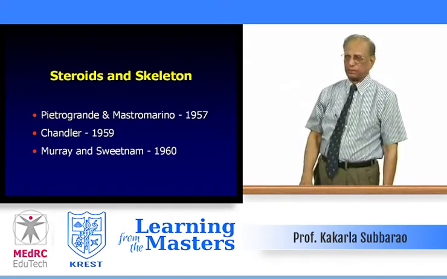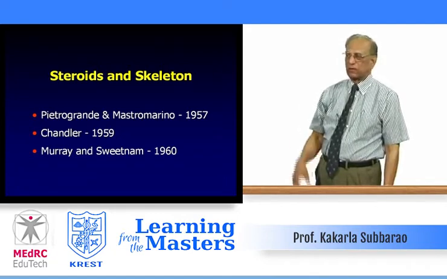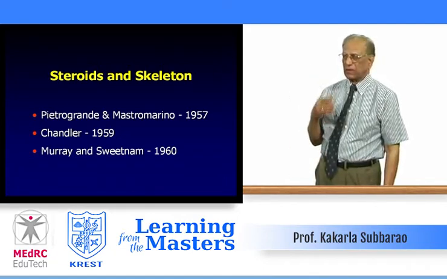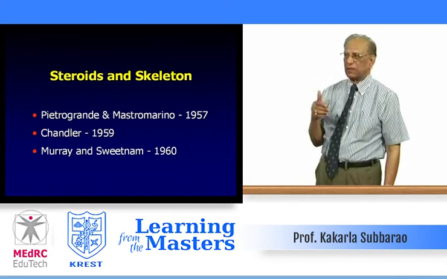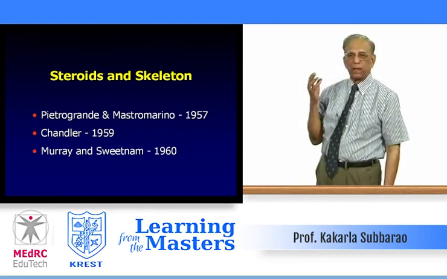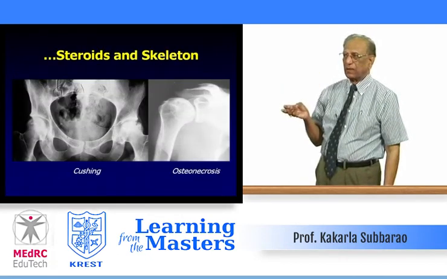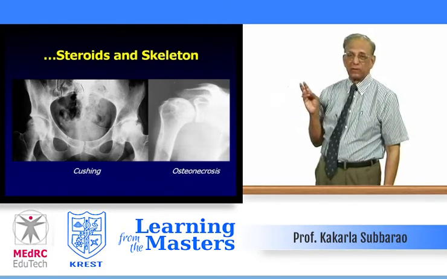Then Cushing's. Steroids and the skeleton, first described in 1957, then elaborated in 1959 and 1960. What are the changes? Osteoporosis, and then osteonecrosis of the bones is also common, particularly the hips, or occasionally the humerus, but any articular end can be affected.